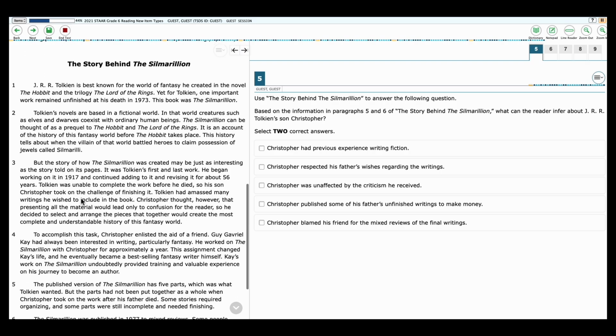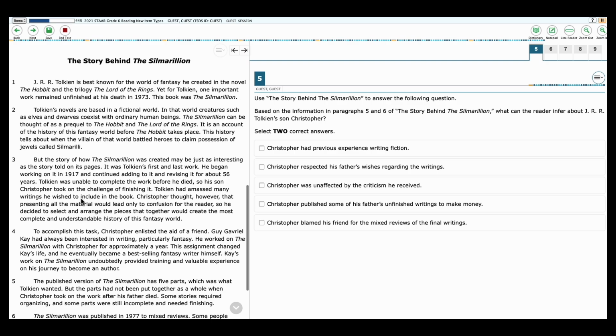So the second passage is the story behind the Silmarillion. J.R.R.